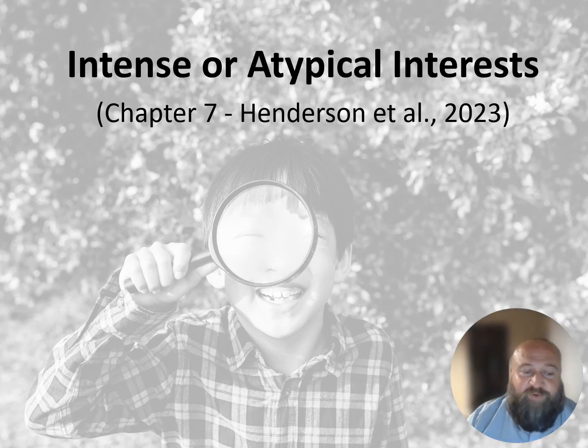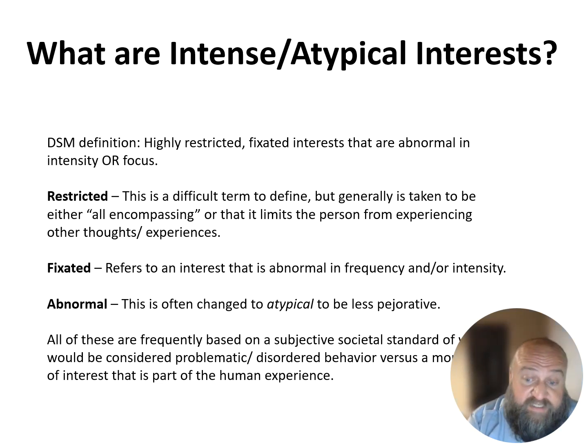All right, folks, moving right along. I swear we're in the home stretch here. Second to last chapter I'm going to be talking about: intense or atypical interests in individuals with autism spectrum disorder. This is actually a key component of the features of autism when it comes to the diagnostic criteria. The DSM definition of intense or atypical interests is highly restricted, fixated interests that are abnormal in intensity or focus. So there are some terms here to unpack.